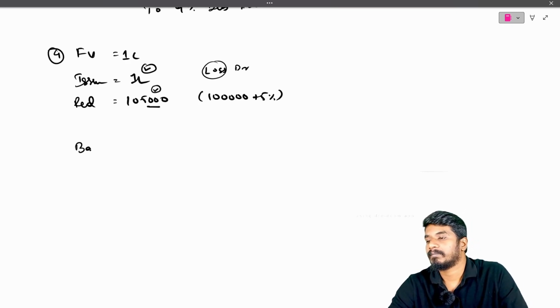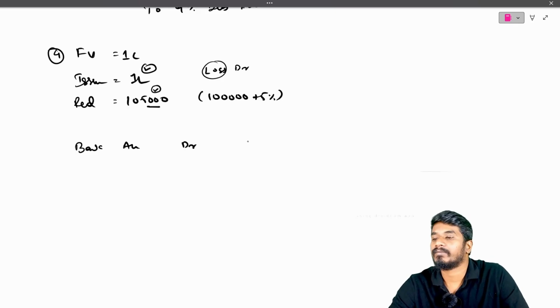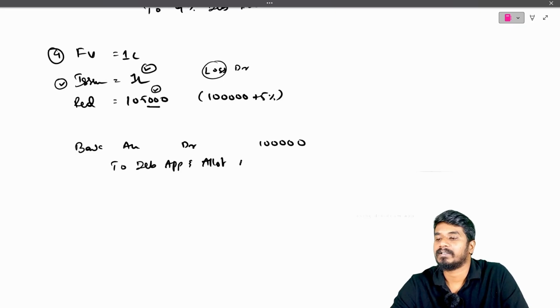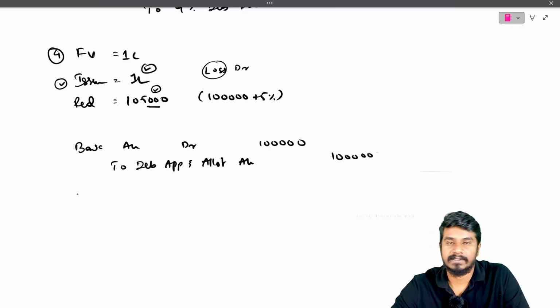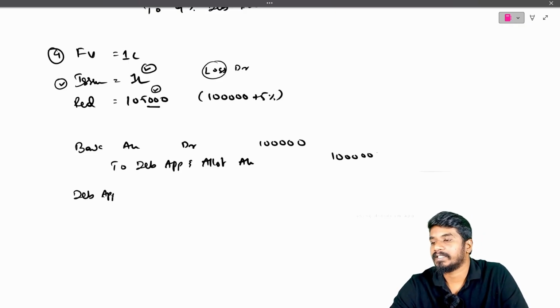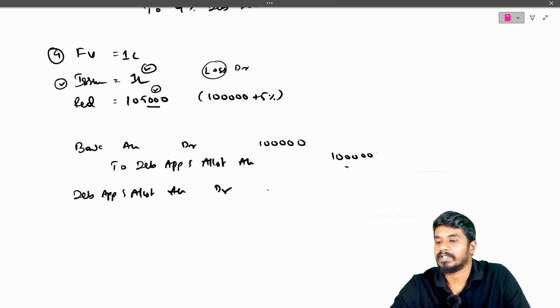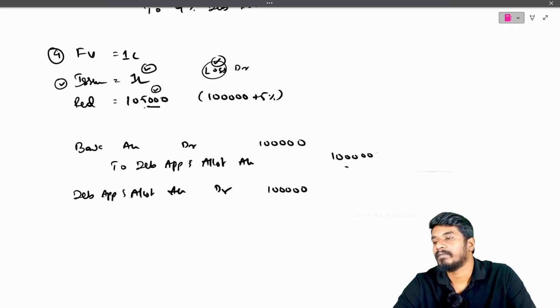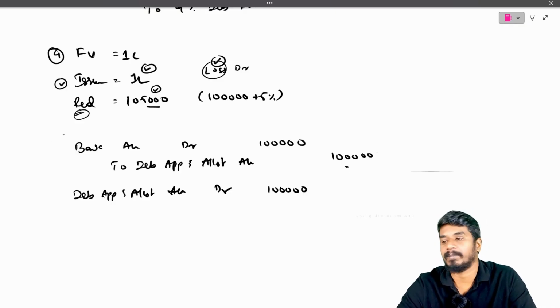Let us do the entry. Bank account will get debited for how much? The issued amount 1 lakh. To temporary account, debenture application and allotment account will get credited for same 1 lakh rupees. Now we will reverse that. Debenture application and allotment account will get debited whatever the amount is there, 1 lakh rupees, correct. Now we have a loss of 5,000, which is because of premium on redemption of debenture.